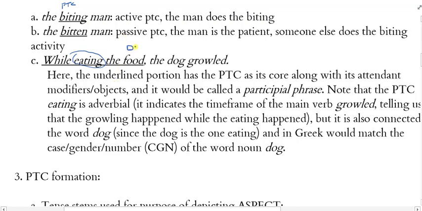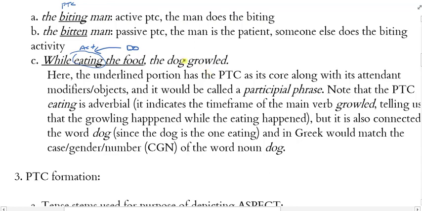So this is just a reminder that participles are verbal adjectives. They can do what adjectives can do, but only better, because they can take direct objects too, can't they? So "while eating the food," this is the participial phrase. "The dog growled." Now, what is the part of the main clause that the participle "eating" is describing? It's active because we're using the -ing form here. What is doing the eating? The dog. So if this were in Greek, what case, gender, and number do you think "dog" would be?